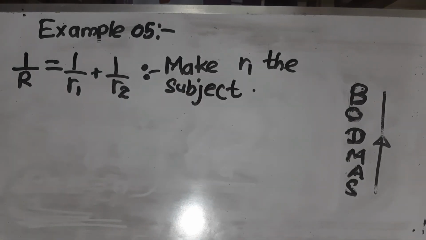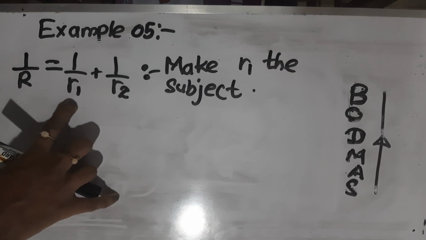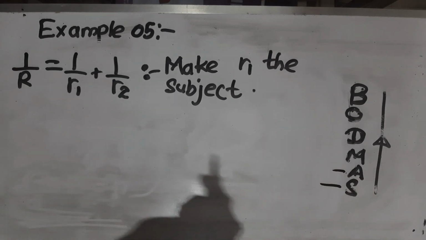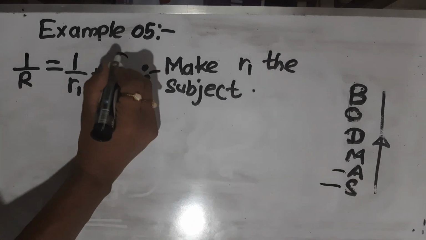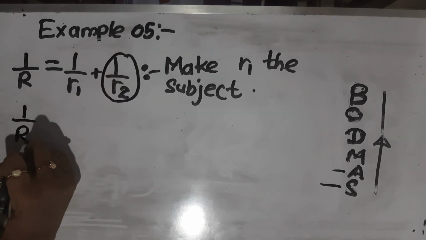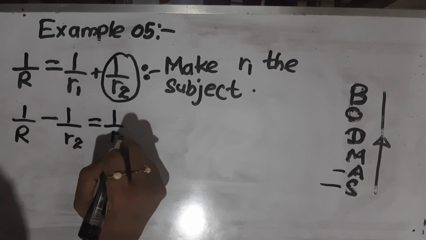Okay, our last example is, it's interesting. 1 over capital R is equal to 1 over R1 plus 1 over R2. Make R1 the subject. Here R1 is the denominator. Let's see how to make R1 the subject. So first of all, what should I do? Subtraction, addition. Addition term should be removed. So this 1 over R2 is going to the other side as negative 1 over R2 equals 1 over R1.